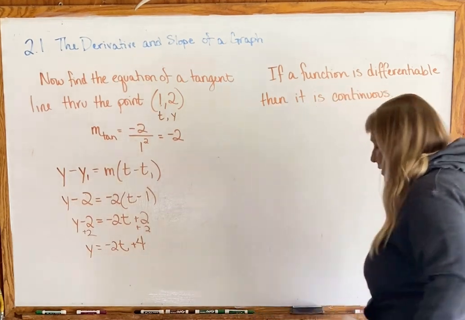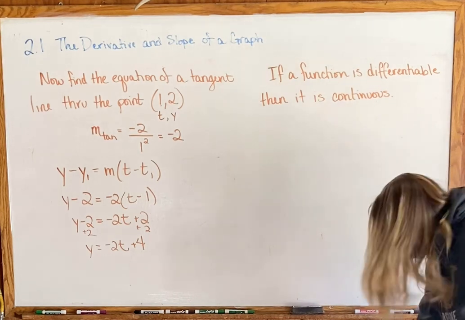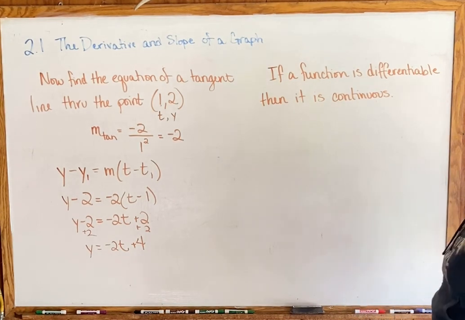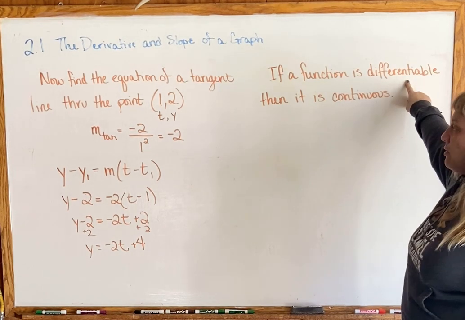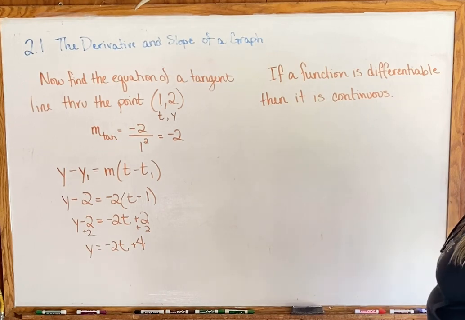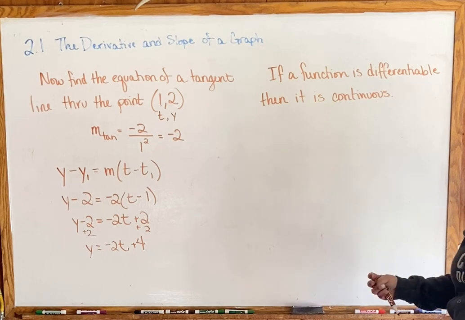So remember that in the last section, we were looking at continuity or discontinuity. Differentiable means that we can find the derivative. We can do what we did. So this says if you can find the derivative, if a function is differentiable, then it is continuous. So if we're looking at a function and we're trying to find the slope of the tangent line and you can actually do it, it means that the original function was continuous, which should make sense.